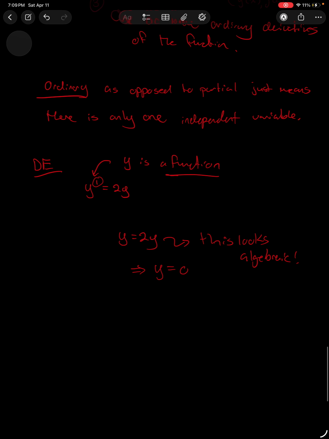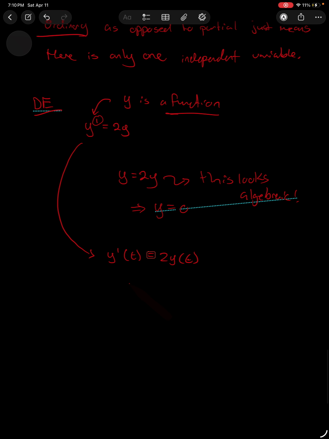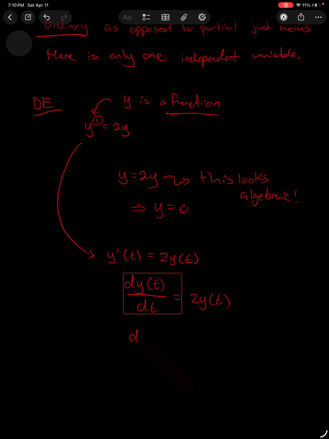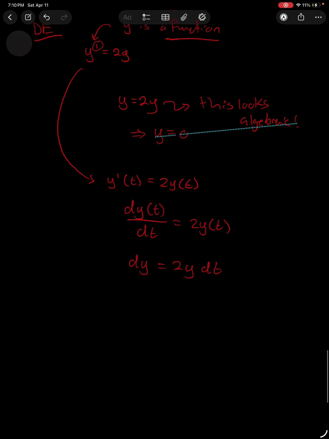And this equation, this differential equation, maybe more clear way to write it would be y prime of t is equal to 2y of t. dy of t dt equals 2y of t. Or maybe the clearest way of all, dy equals 2y dt.